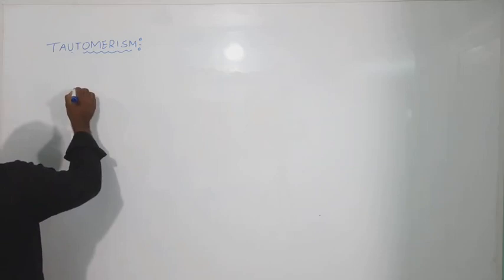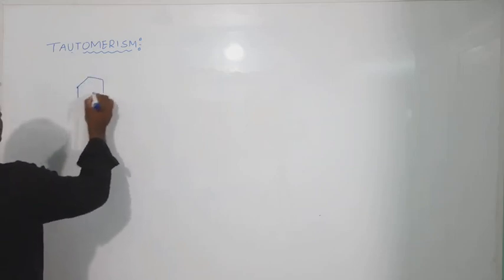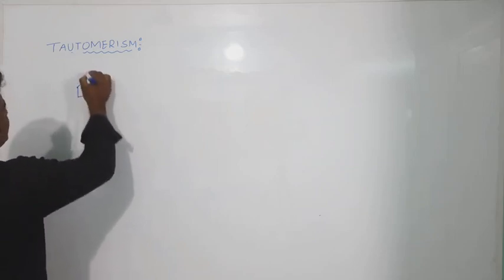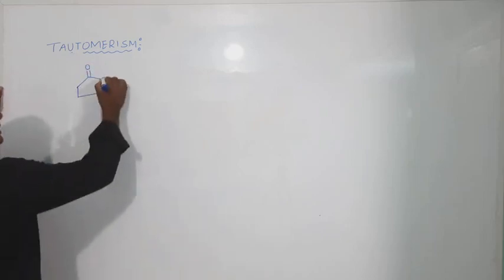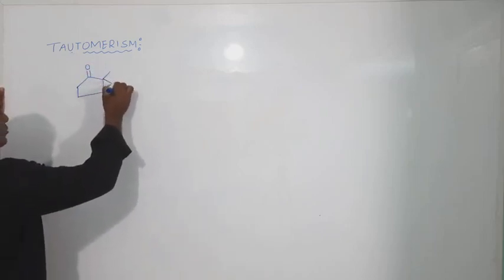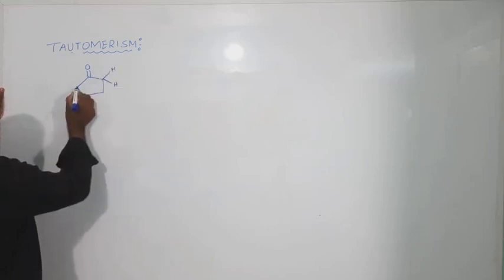Suppose you take this one. This is a carbonyl compound. Here, this is C double bond O. So what is alpha hydrogen? This is alpha hydrogen. We have two alpha hydrogens here, and here also we have two alpha hydrogen atoms.